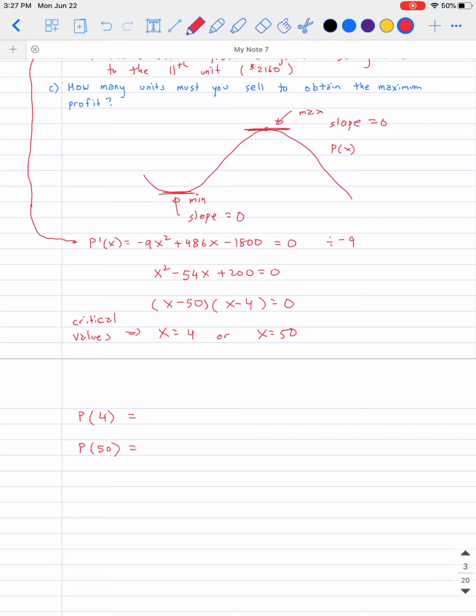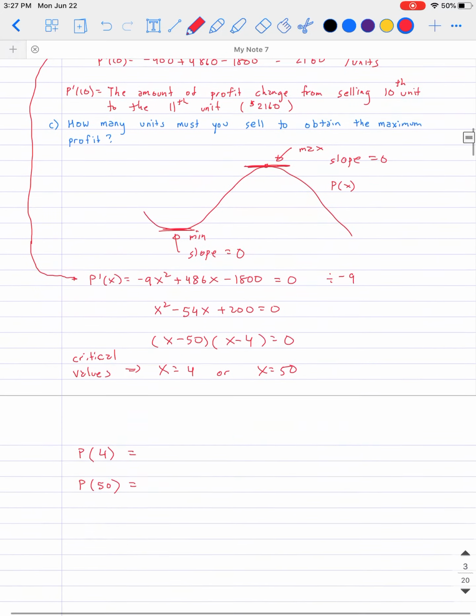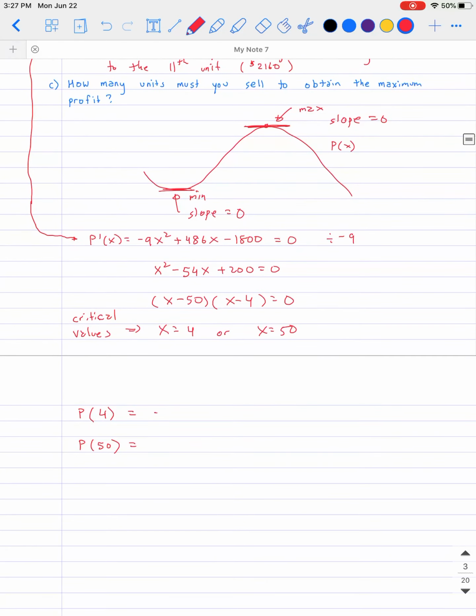If I solve for p of 4, just to save a little bit of time because this is just plugging into the calculator. And remember, p of x is the original equation that we had over here, the profit equation. So p of 4 is equal to negative 3504. What that means is if you sell 4 units, you're actually going to be losing money because in the end, your cost is going to overtake your revenue, giving you a negative profit in this case. So that's probably not what I want to look for.